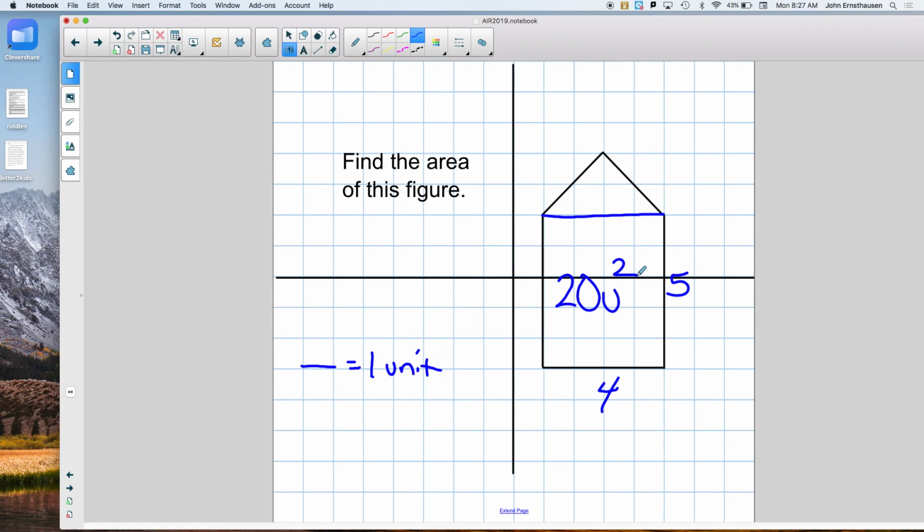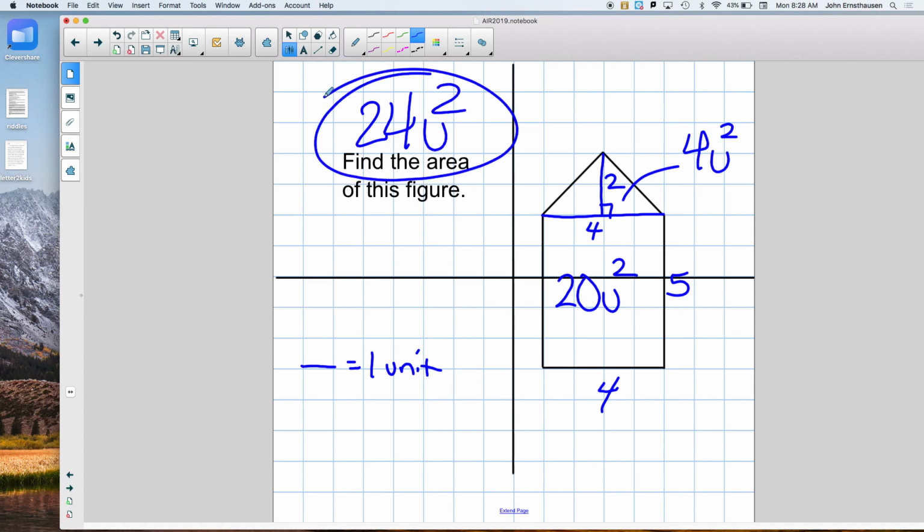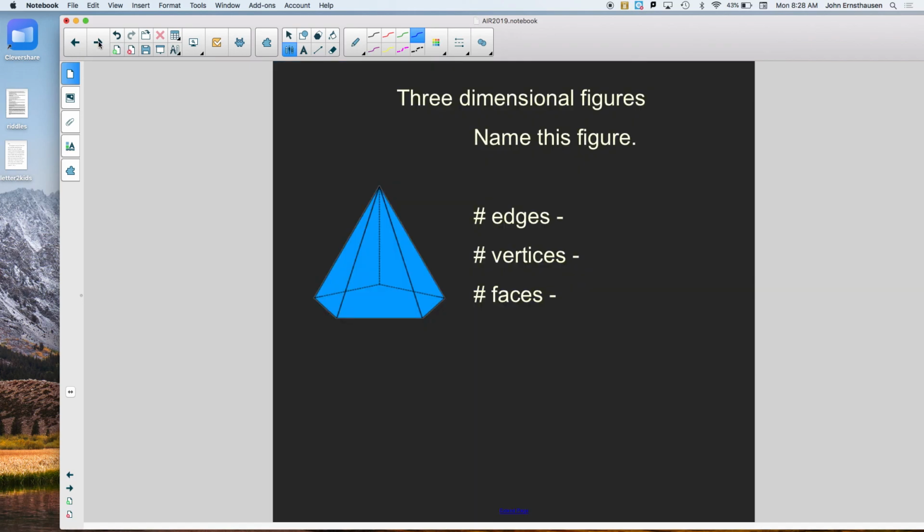All right, this little triangle up here. What's my base? What's my height? What's my area of the triangle? So when I add these up, that should be pretty easy now, as long as you know how that one little dash means 1 unit. Okay, go ahead and do this.